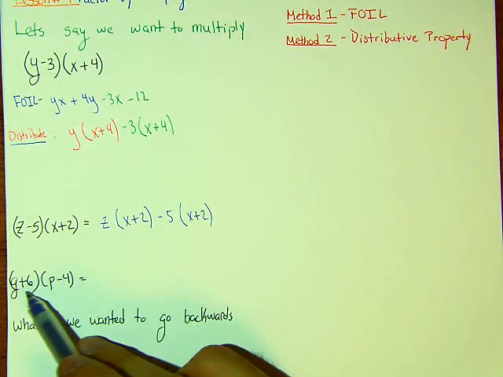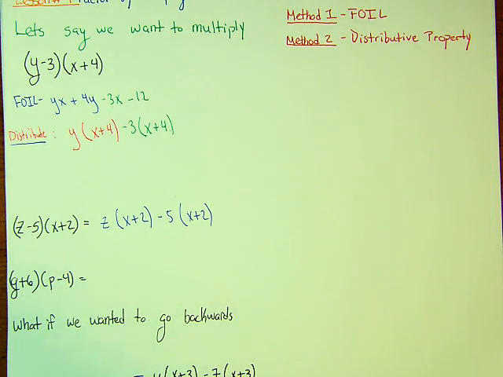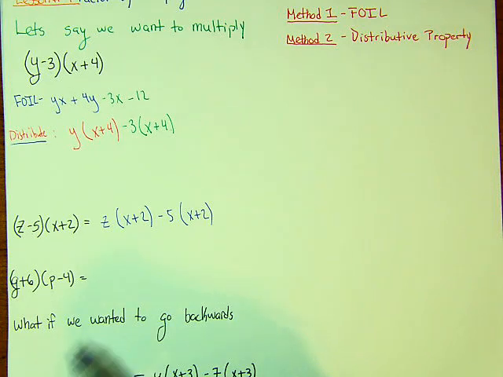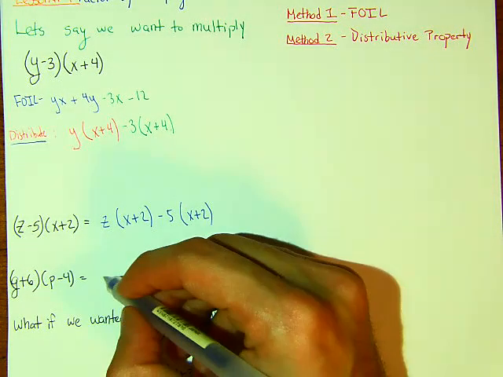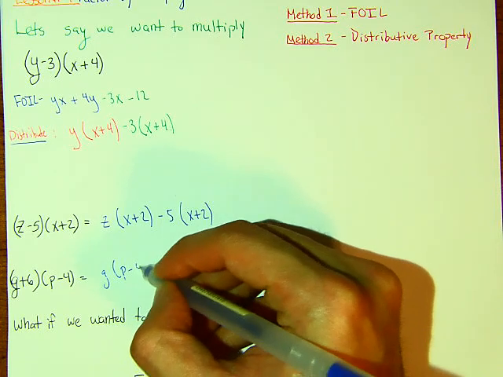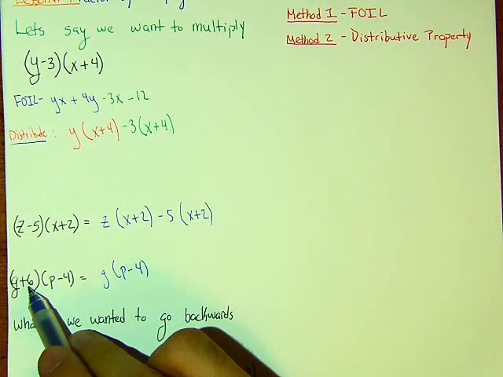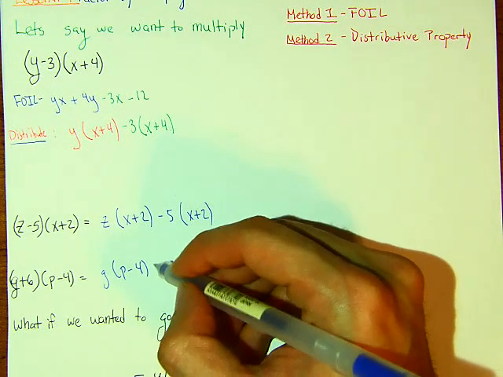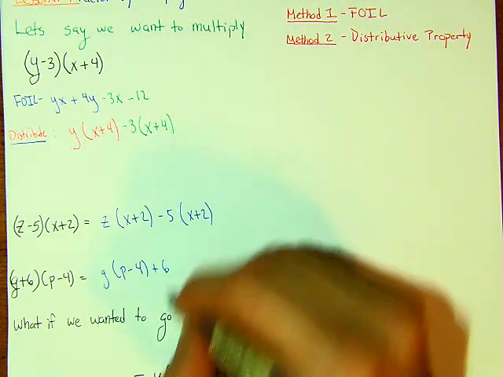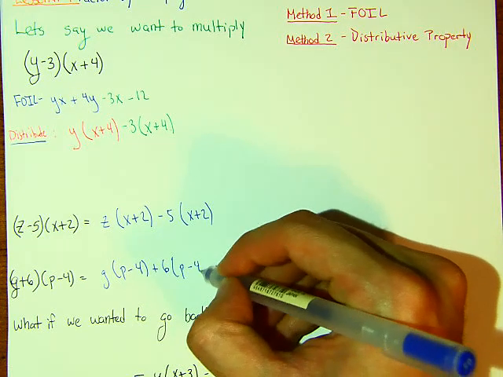And what about here? If you have (g plus 6) times (p minus 4), pause the video and see what it would be like. Okay, what would it be like? Unpause the video: you take that g and multiply it by (p minus 4), and you get g times (p minus 4). And what's next? You do plus 6 times (p minus 4).